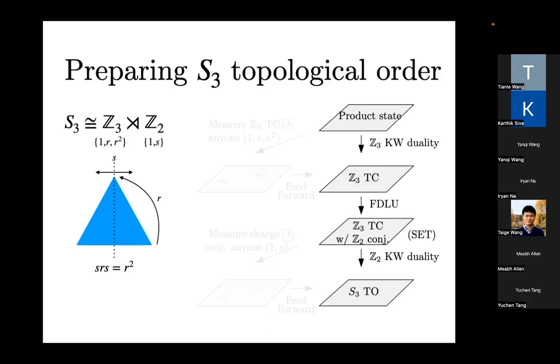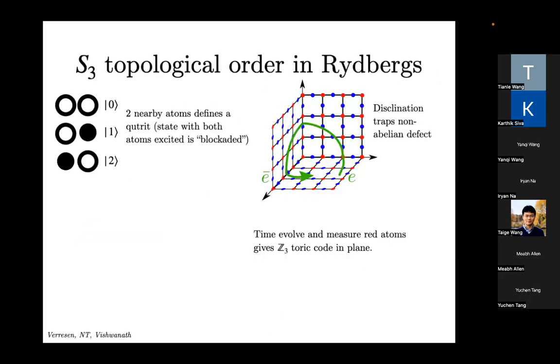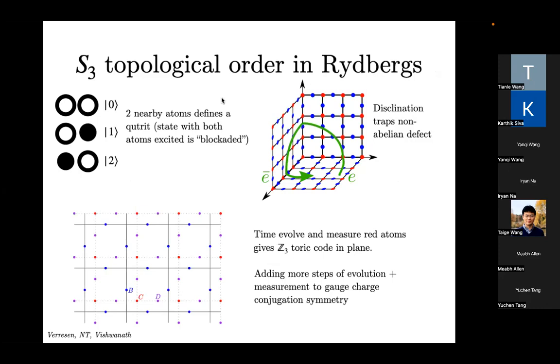Let me flash a fun thing you can do in Rydberg atoms. Even though you only have two states in Rydbergs, you can engineer three states by putting two atoms really near each other. Because of the Rydberg blockade, the state where both sites are excited is not allowed, and so you have an internal three states. We designed a protocol where you evolve and measure, such that you get a non-abelian S3 state that can be prepared in a Rydberg atom system.